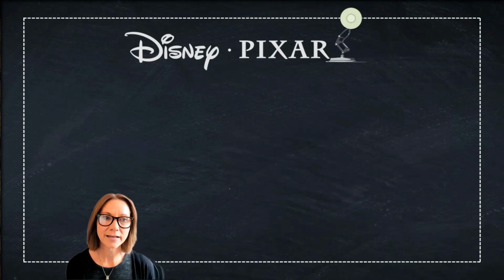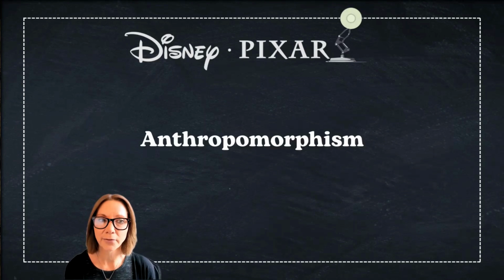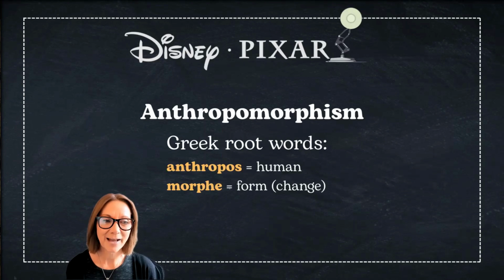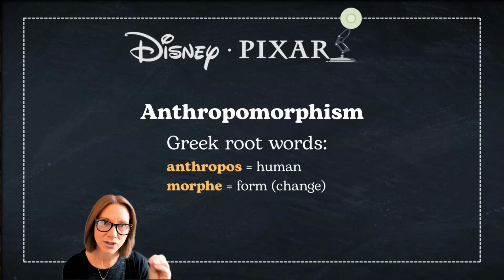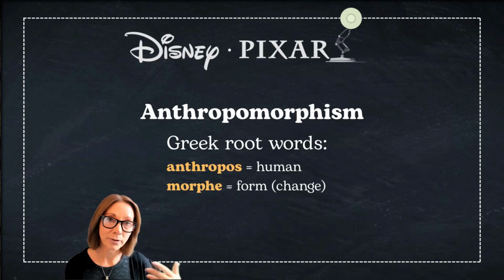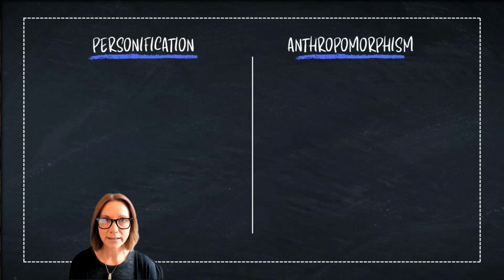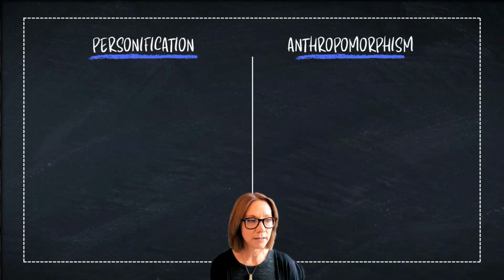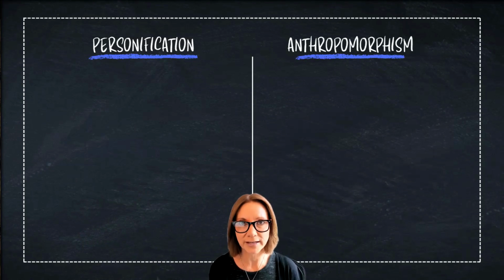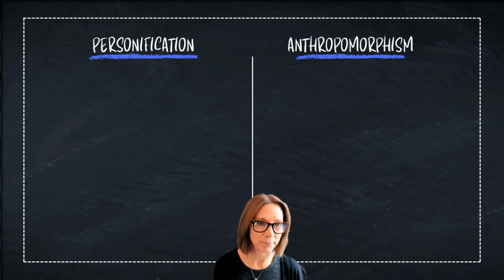However, that's not just personification. It's a type of personification, and it's called anthropomorphism, another very fun word to pronounce. And so basically what that means is human and change, so that the animal or object changes completely into a human. So that's kind of what you see in a Disney or Pixar movie. We're going to take a little side field trip here because I do want to show you the difference between the two, because it's super important to understand that anthropomorphism is under personification. It's a type of it.